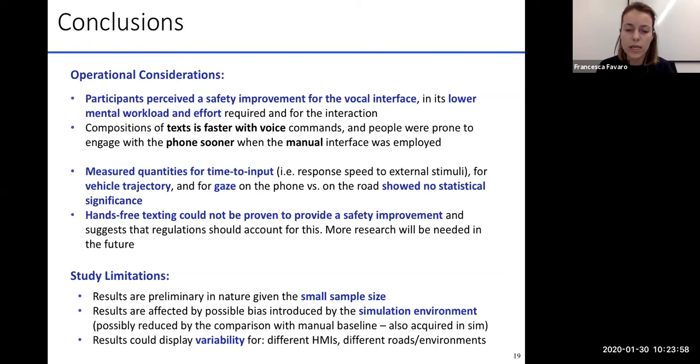They knew how to use it. We were testing them before the test. And also, these results are specific to the HMI, the human-machine interface that we tested and the environments we tested. If you do this in a completely different road, with completely different weather, with a completely different phone positioned in a different place, it could also vary, right?